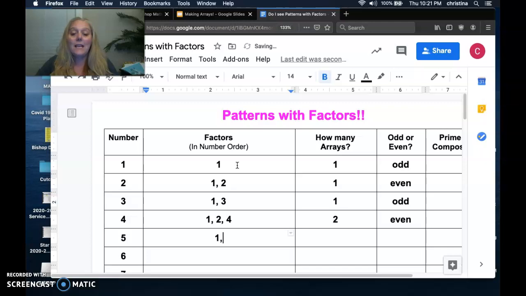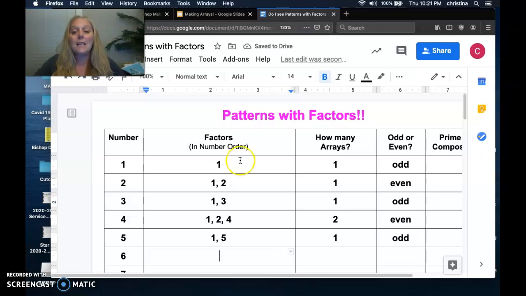Now 5 is the same as 2 and 3. It only has 2 factors, 1 and 5. So that means it's only going to have one array, and it doesn't have a factor of 2, so therefore it is an odd number.